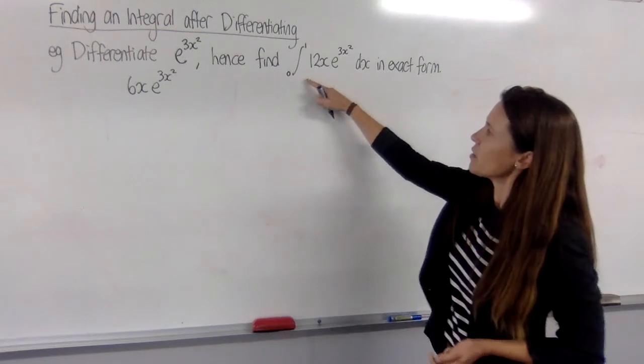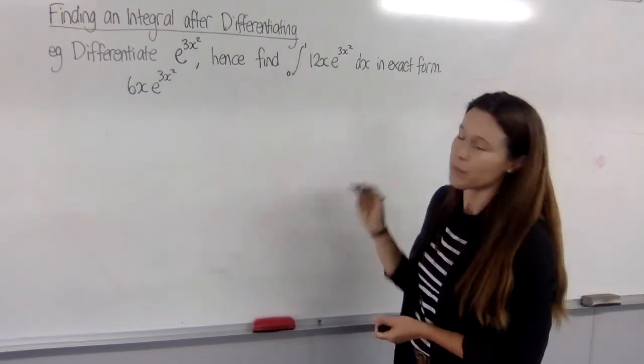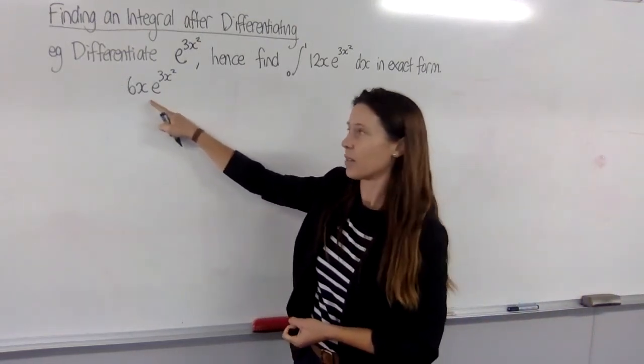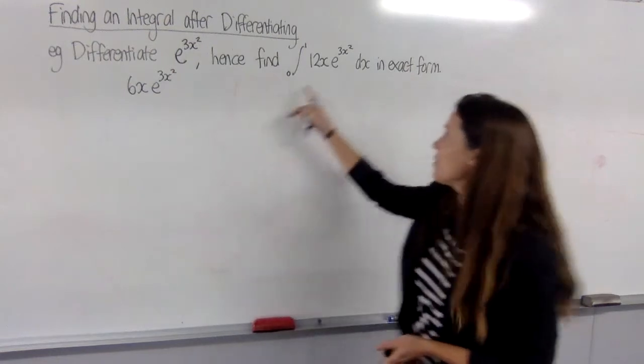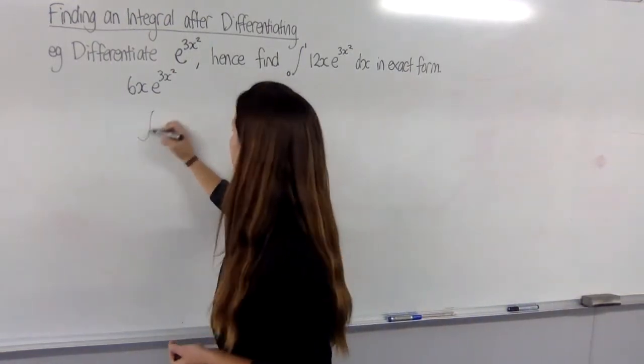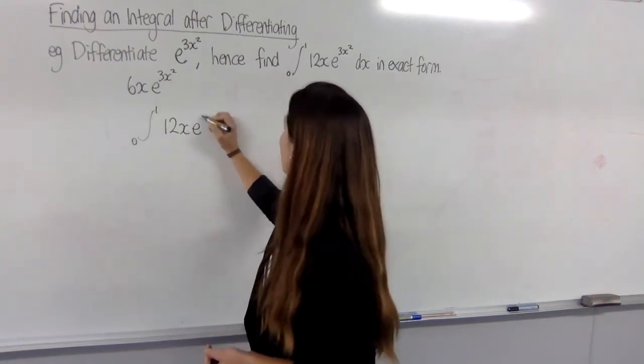Now over here I need to find a definite integral, so I won't be adding c. Instead I'll be using my big square brackets here. Now I really would like to integrate this with the 6x out the front, and what they've given me is a little bit different, so I'm going to have to adjust for that. So let's set out our working here. We're wanting to find the integral of this.